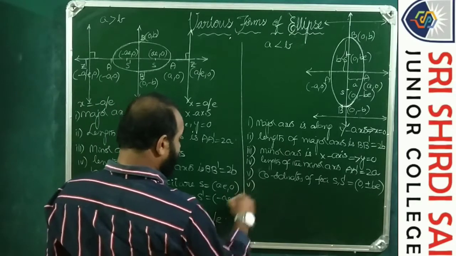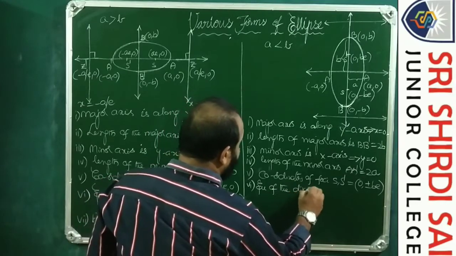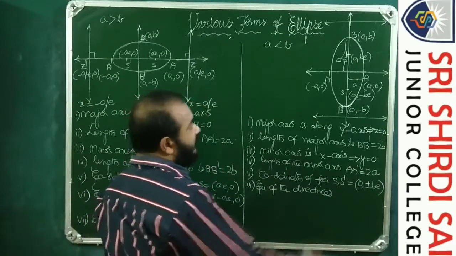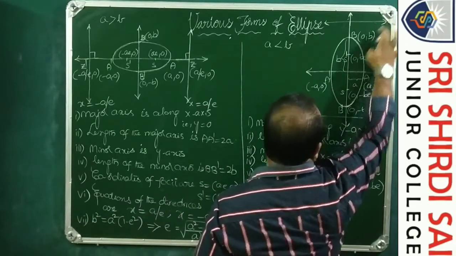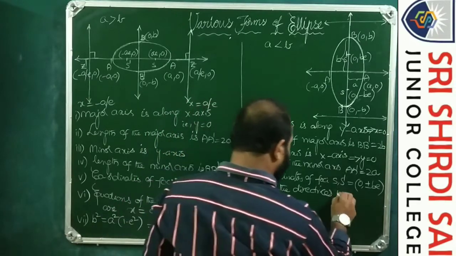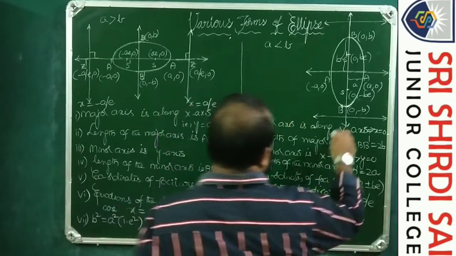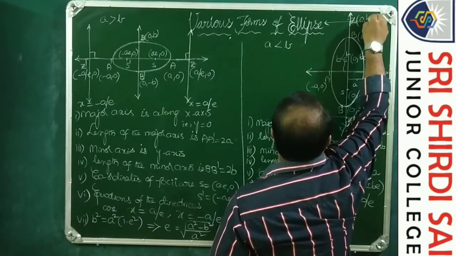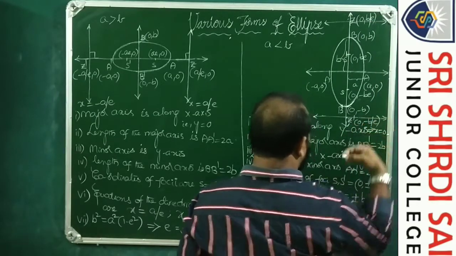Likewise, what is the equation of the directrices? The equation of the directrices is this now. This line is parallel to the x-axis. Any line which is parallel to the x-axis is of the form y equals k. So y equals plus or minus B by E. Here this is Z dash and this is Z. This is 0 comma B by E, and this is 0 comma minus B by E.